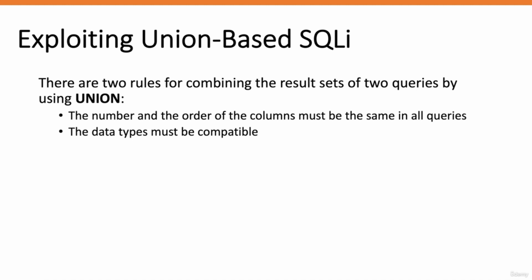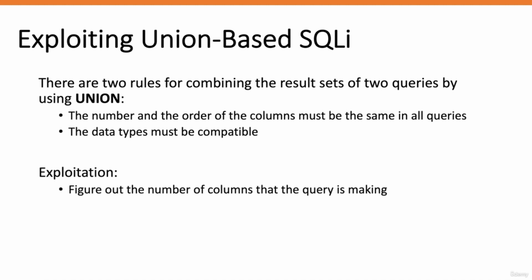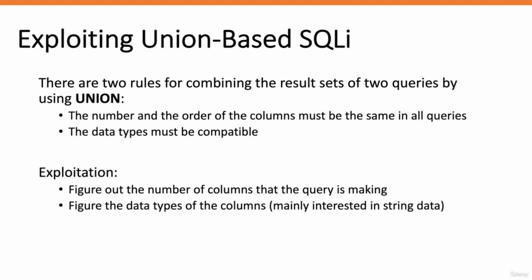So the query that the application is making and the query that you want to make have to satisfy these 2 rules. And so when you're exploiting union-based SQL injection, the first thing that you need to do is figure out the number of columns that the query is making. We'll talk about that in a bit, and we've got 2 ways of doing that. Next, you figure out the data types of the columns. We're mainly interested with string data because we want to extract things like usernames and passwords and so on. And so that's usually saved in string format.